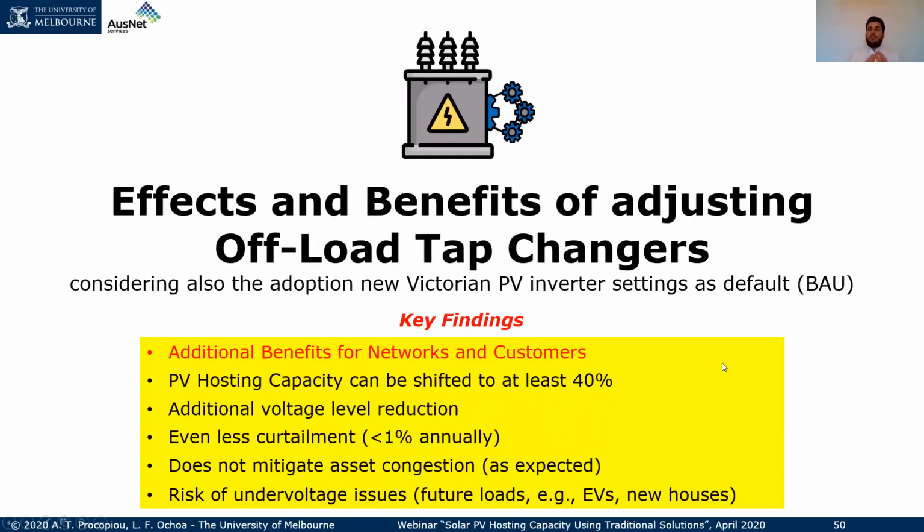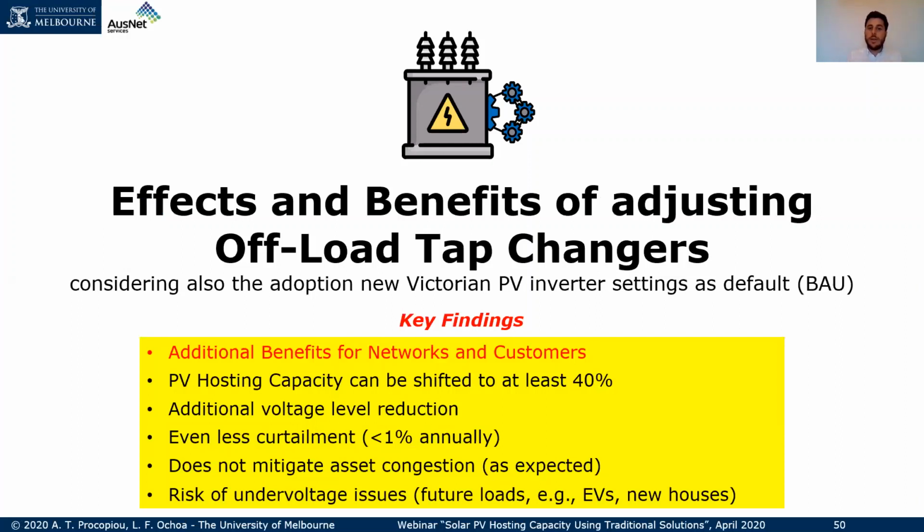Now that we have shown the benefits that these new functionalities of VolVar and VolVat play in these studies, we're going to step into the effects and benefits of adjusting the offload tap changes. And just to be clear, this is an added solution on top of the new Victorian settings of VolVar and VolVat.